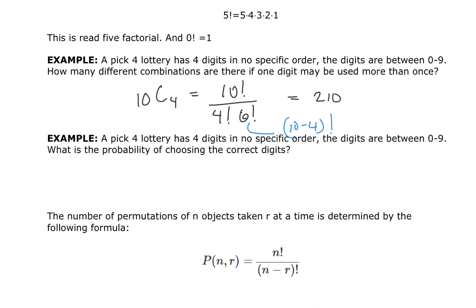Now, let's bring this into probability. A pick 4 lottery has 4 digits of no specific order. The digits are between 0 and 9. What is the probability of choosing the correct digits? Well, first of all, we're going to tell you what the event is. The event, or E, whatever you want to label it, E for event is fine, is to pick the correct digits.